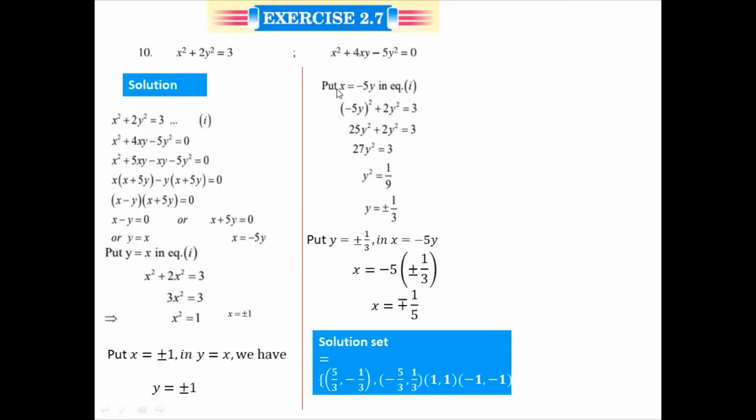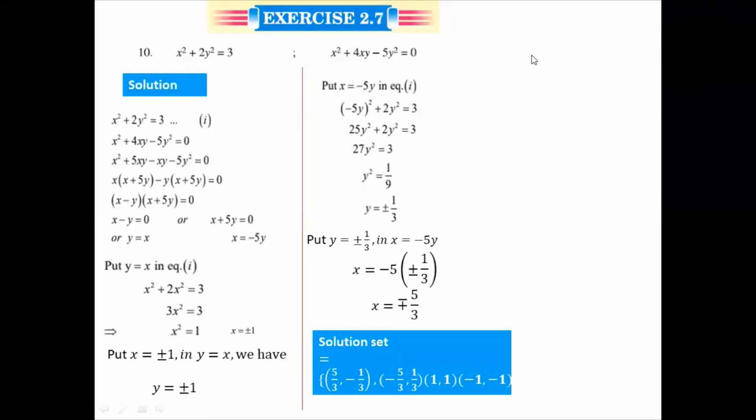Now we have the second option, that is put x is equal to minus 5y in equation 1. We have minus 5y whole square plus 2y square is equal to 3. So 25y square plus 2y square is equal to 3. So 27y square is equal to 3. So y square is equal to 3 by 27, which can be written as 1 by 9. So after taking the square root, we have y is equal to plus minus 1 by 3. Now put y is equal to plus minus 1 by 3 in x is equal to minus 5y. So x will be equal to minus 5 into plus minus 1 by 3, that will be equal to minus plus 5 by 3.